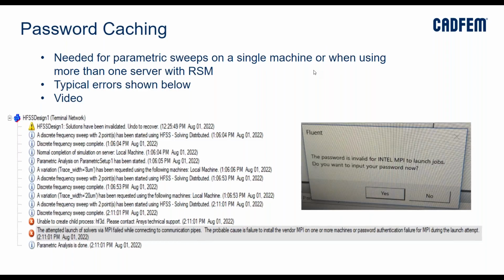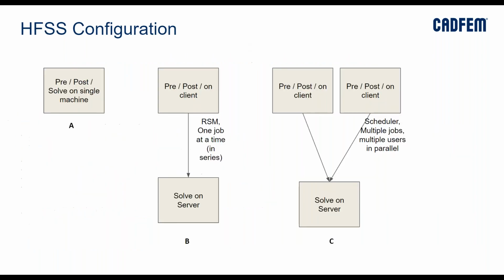Okay, so I'm just going to hand over to Alex now again, just to introduce the HFSS configuration. Yes, so welcome back. I hope you found this password caching useful. As I said, it's very important, so not to have any issues with parametric sweeps. Now for the HFSS configuration, we have three main configurations. We call them A, B, C. This is just our terminology.